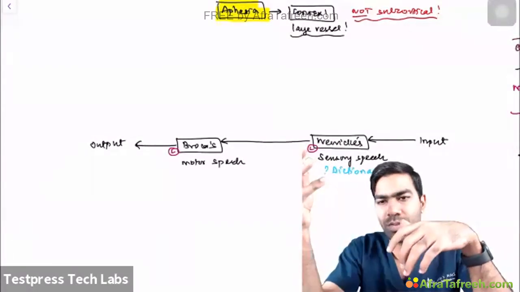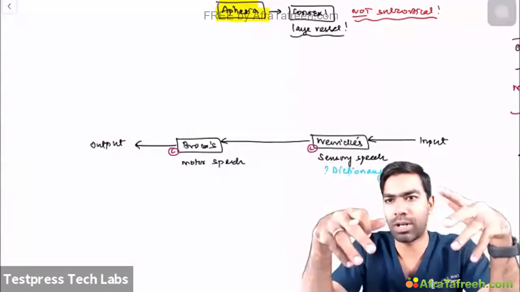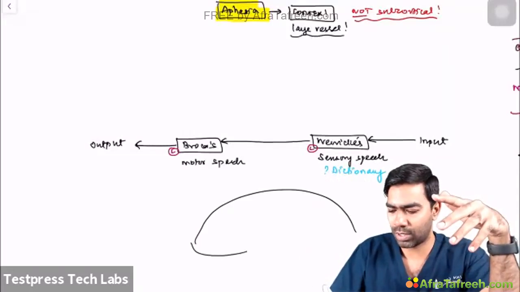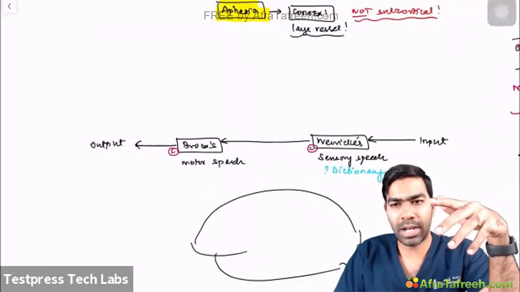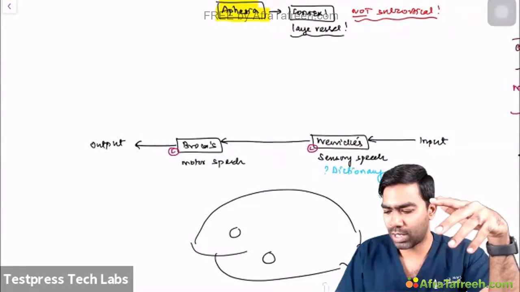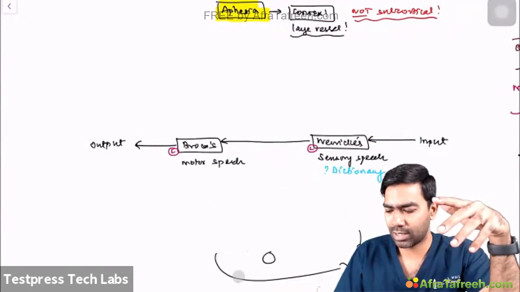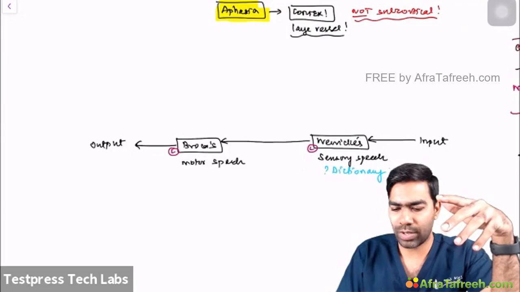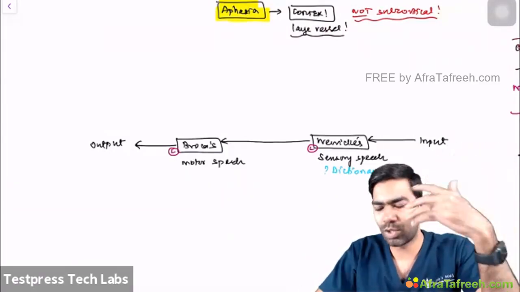In any cut section of the brain, they will be showing the dominant hemisphere only. So the brain will be looking like this. This is the brain that they'll be showing, where Wernicke's, Broca's, everything they'll be showing like this. Why? Because they want to show Wernicke's and Broca's only on the dominant hemisphere. They won't show it on the non-dominant hemisphere.